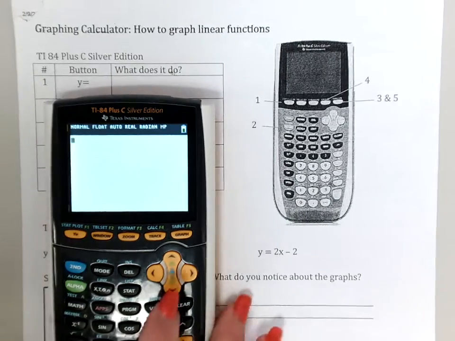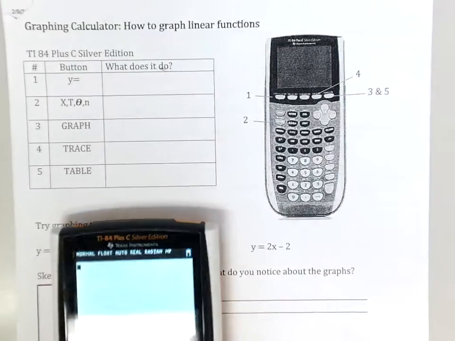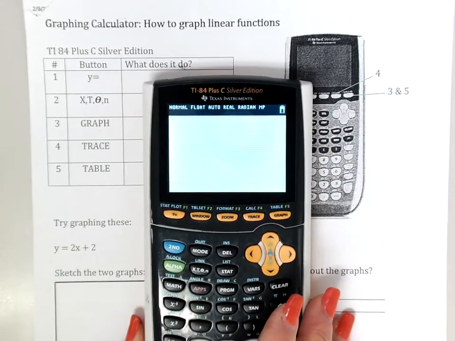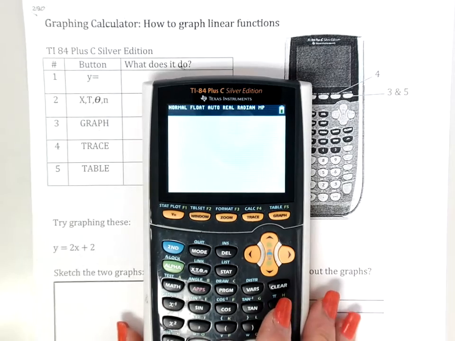Right, in your packet, you want to turn to where you see this graphing calculator, how to graph linear functions. You're going to need to look at the graphing calculator while I do this. If you are in my room watching, or if you are at home, you can copy all this down and try it when you get back to school.